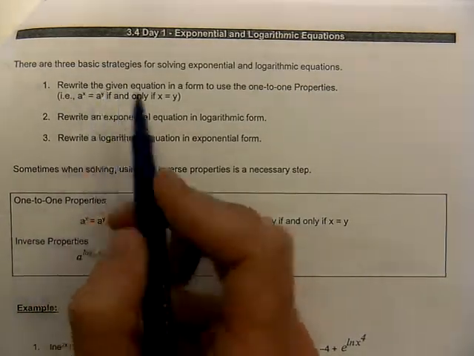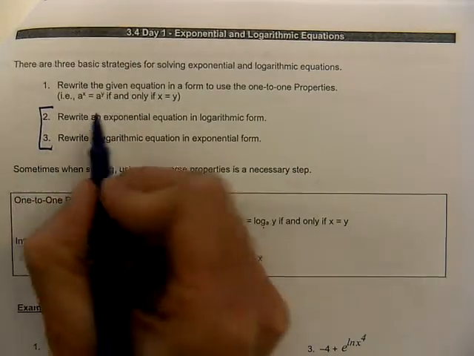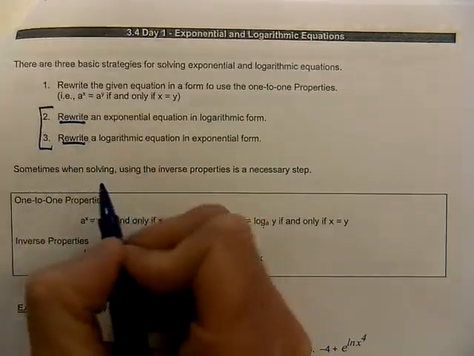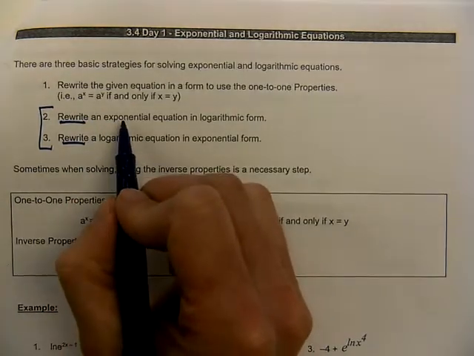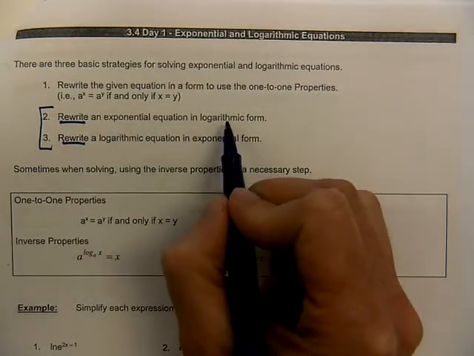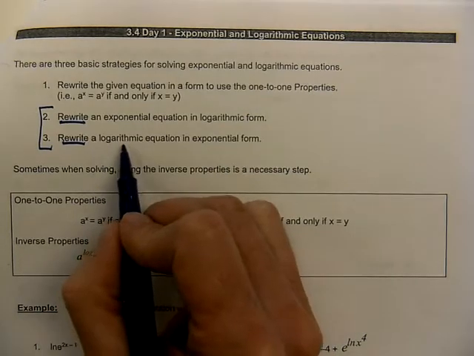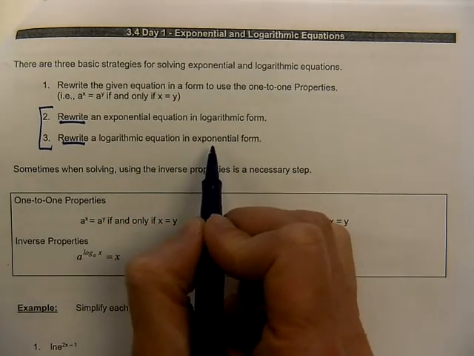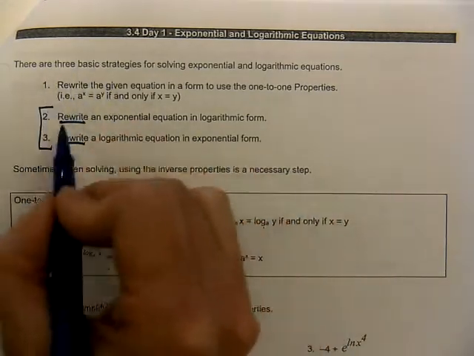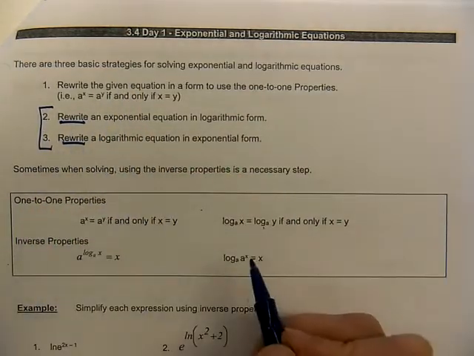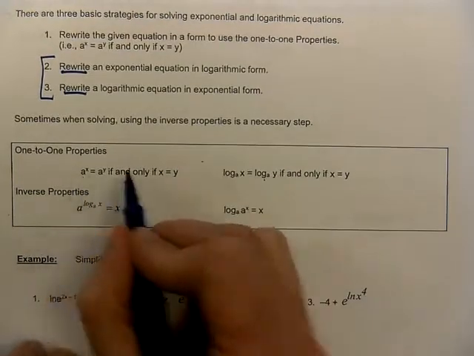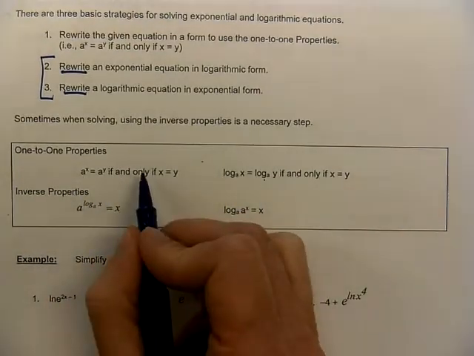If that doesn't work, then we have these. And these are really the same concept. We're going to rewrite it. So if we're starting off with an exponential equation, we're going to convert it into a logarithm. And if we're starting off with a logarithm, then we'll convert it into an exponential. So those are really the two main approaches. We try this one first, and if that doesn't work, then we can rewrite it. So there it is, a review of those one-to-one properties.